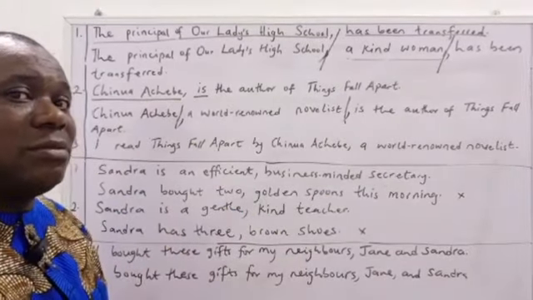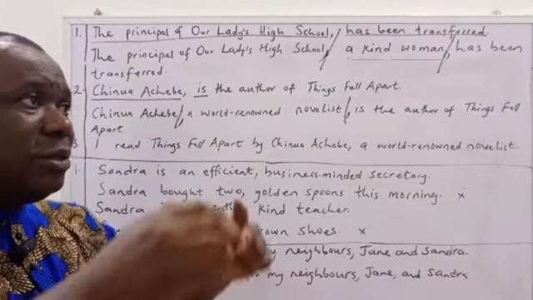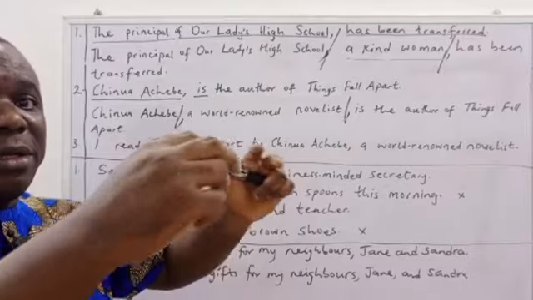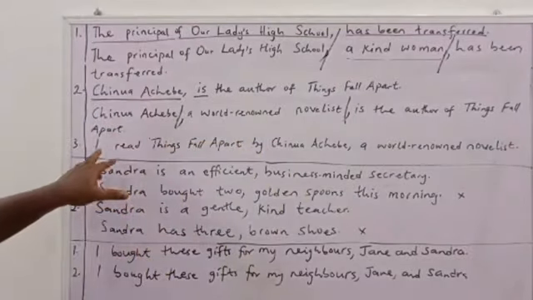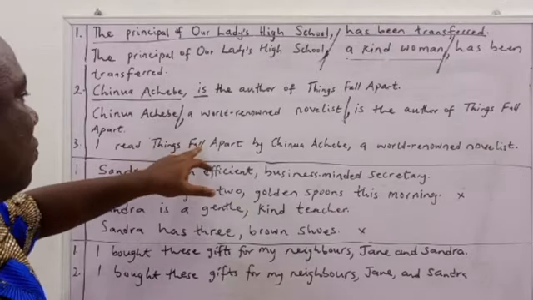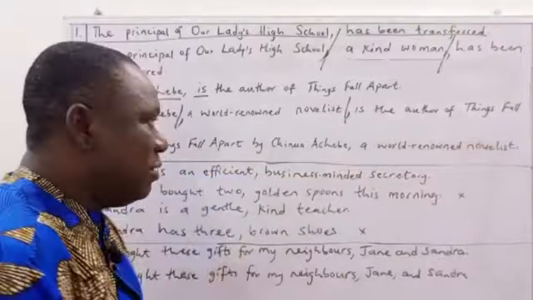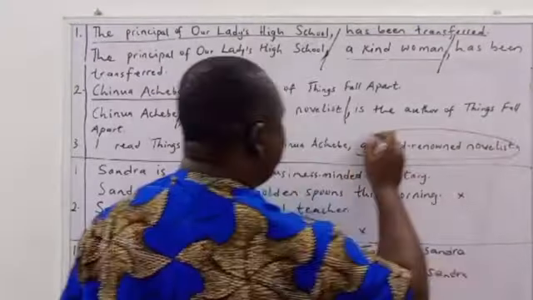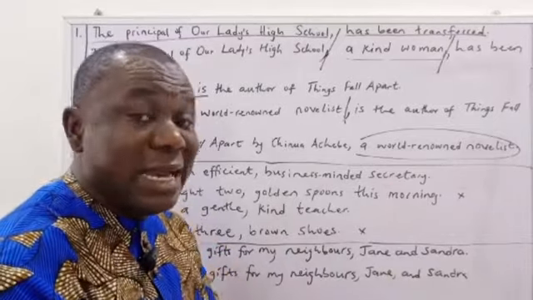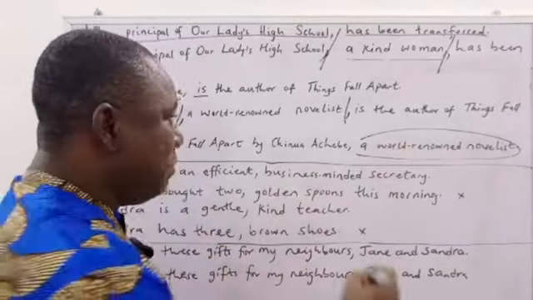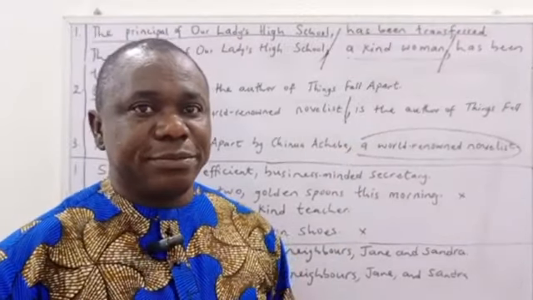Now, sometimes the words that function in apposition may not be in the middle of the sentence. The words may be at the end of the sentence, as illustrated by this. I read Things Fall Apart by Chinua Achebe, a world-renowned novelist. Now, this is explaining Chinua Achebe, just giving us added information, added idea about Chinua Achebe. You separate it from the rest of the sentence with a comma.